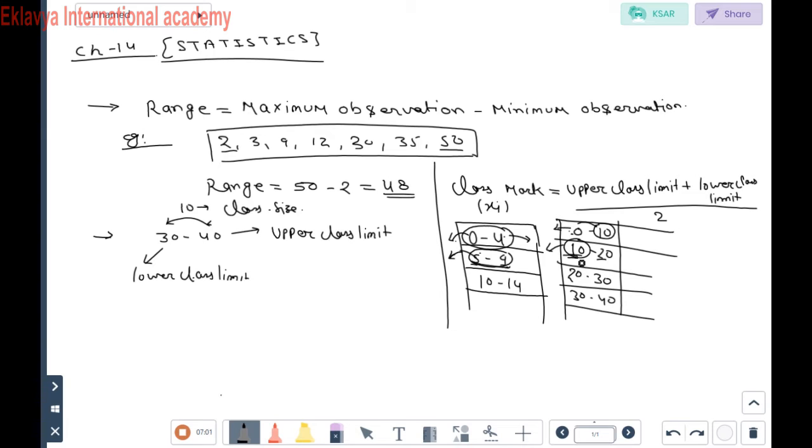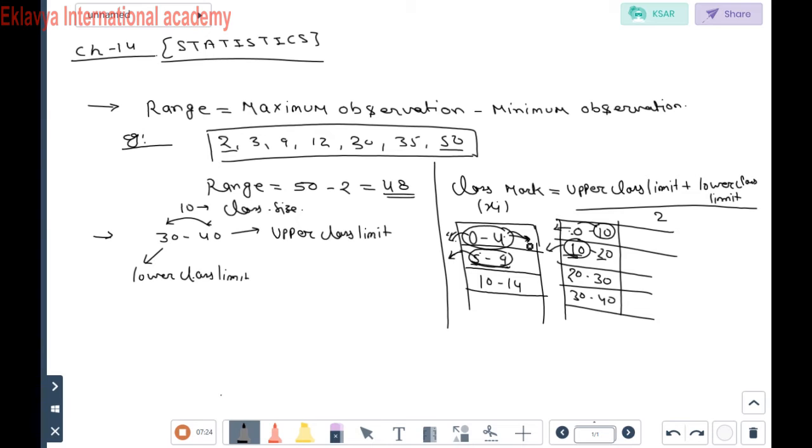Understand? So, continuous or discontinuous: if the class interval is given in discontinuous form, then both the upper limit and the lower limit are included, but in continuous form the lower limit is included but the upper limit is not included. The upper limit will not be included.